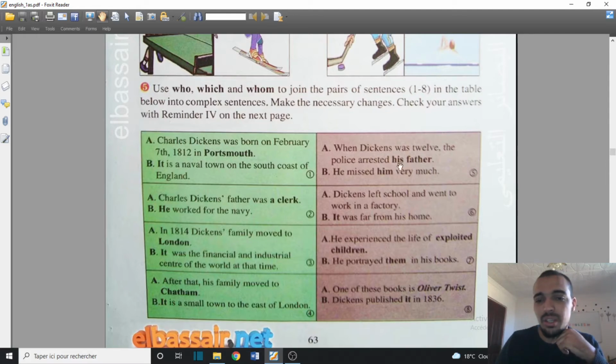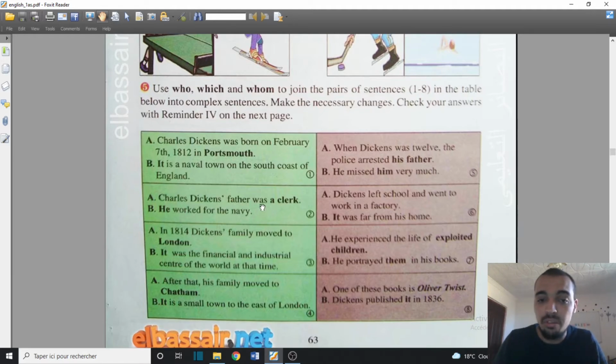Look here: his father. And here: when Dickens was 12, the police arrested his father. Look at the second sentence: he missed him very much. So you understand that the whole sentence, he missed him very much, is talking about the last word, his father. We'll go through other examples to understand.